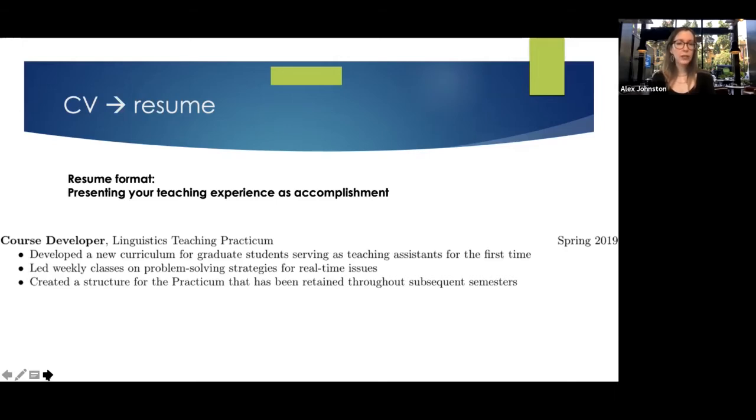And then created a structure for the practicum that's been retained throughout subsequent semesters. This is good. This is showing impact. The practicum has been adopted and is still in use today. I might change the use of semesters again and quantify that in terms of months and years. And I would also change the spring 2019 to the time period, month and year. But this is already a great bullet point that translates a lot of that experience in teaching into something that's relevant and transferable to a job announcement and a position.